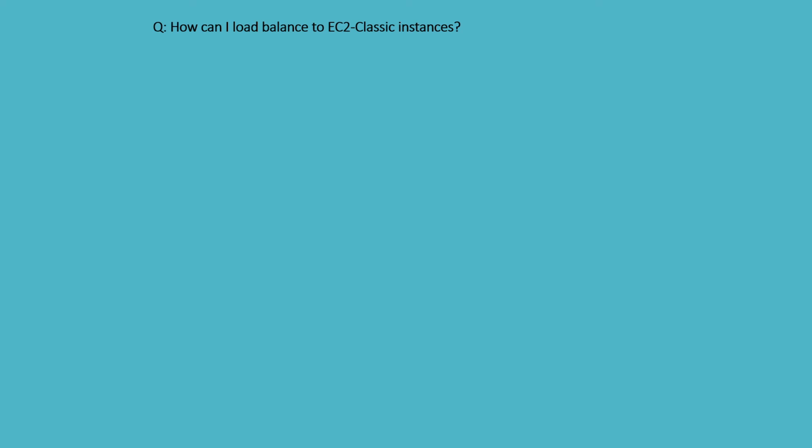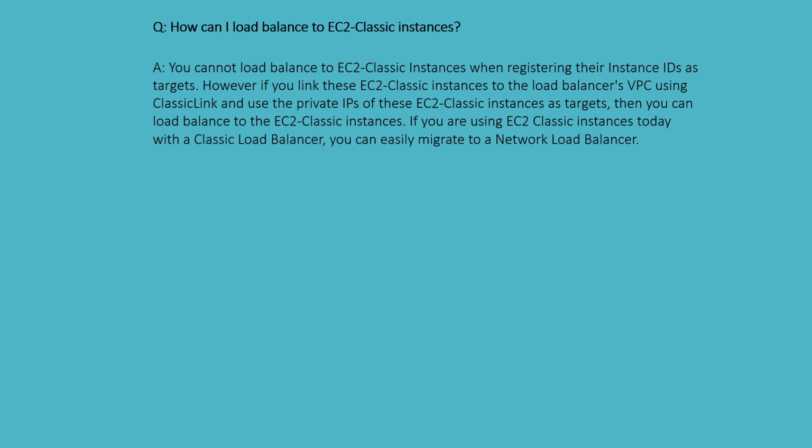How can I load balance to EC2-Classic instances? You cannot load balance to EC2-Classic instances when registering their instance IDs as targets. However, if you link these EC2-Classic instances to the load balancer VPC using ClassicLink and use the private IPs of these EC2 instances as targets, then you can load balance to EC2-Classic instances. If you are using EC2-Classic instances today with the Classic Load Balancer, you can easily migrate to a Network Load Balancer.